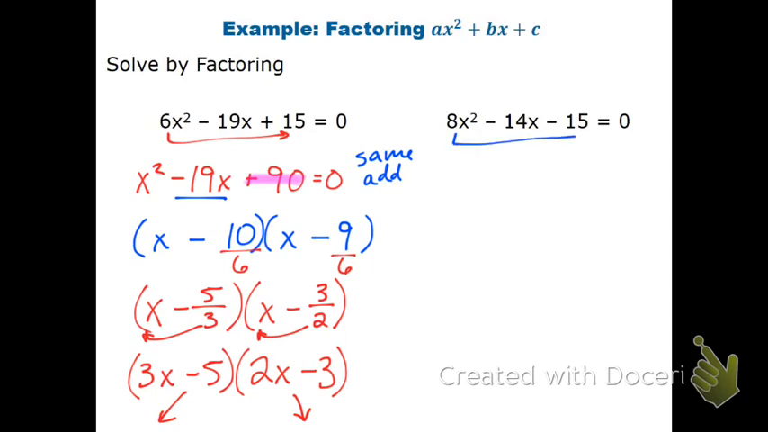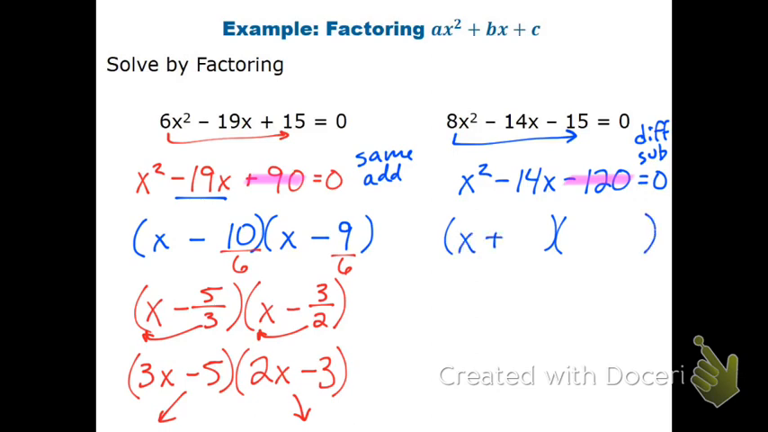Same thing with the last one in that row. Slide the 8 over to the 15 to get x squared minus 14x minus 120. This one's going to be different signs, so diff and sub. And so when I do this, again, different signs, one's plus, one's minus.